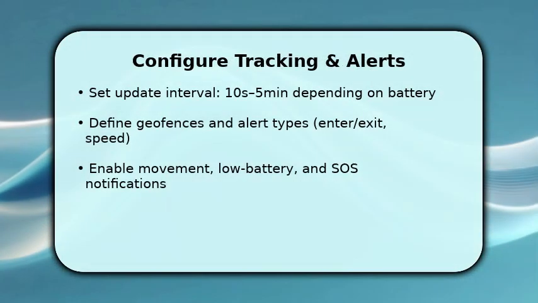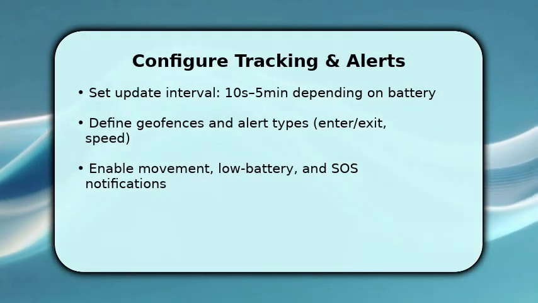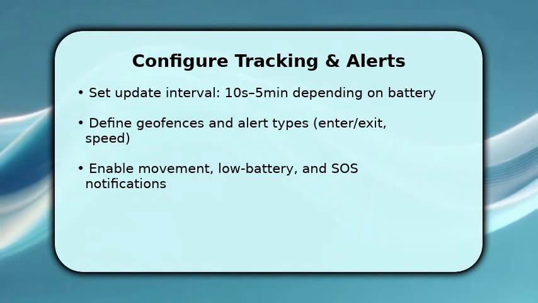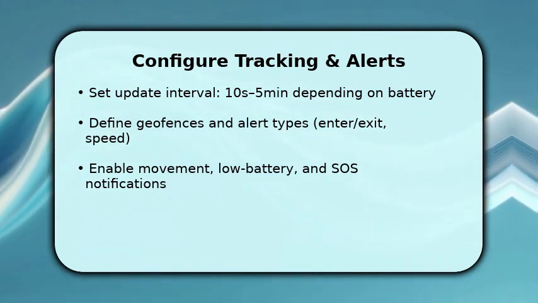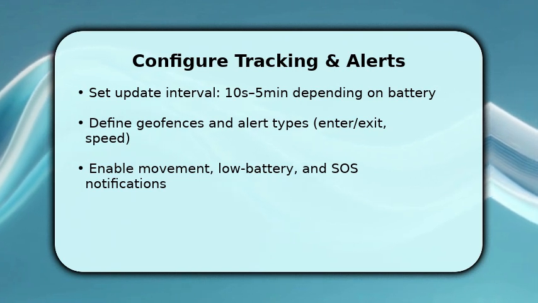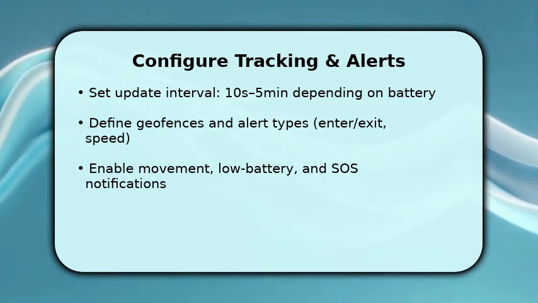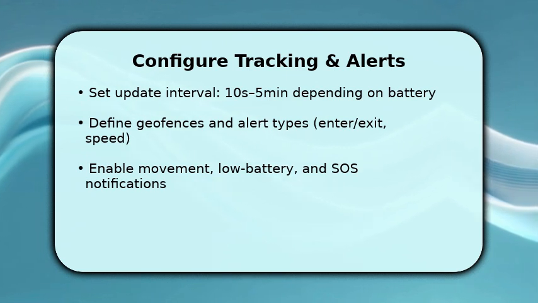Now configure how the tracker reports and alerts. In the app, set an update interval that balances accuracy versus battery, shorter intervals for live tracking, longer for long battery life. Next, create geofences and assign alert types so you get enter/exit, speed, or idle warnings.